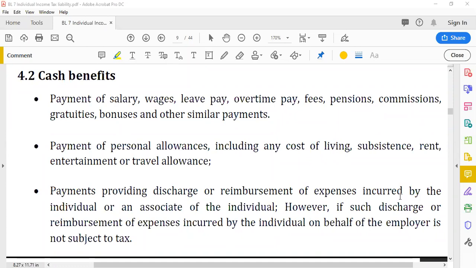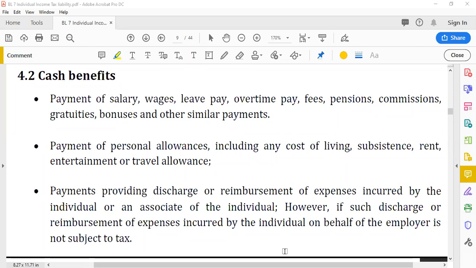And commissions. What do you mean by commission? If you do some brokerage, then you will get commission from the contractor. You get a sales commission from a salesperson. If you are a sales rep, for your sales you will get commission, right?